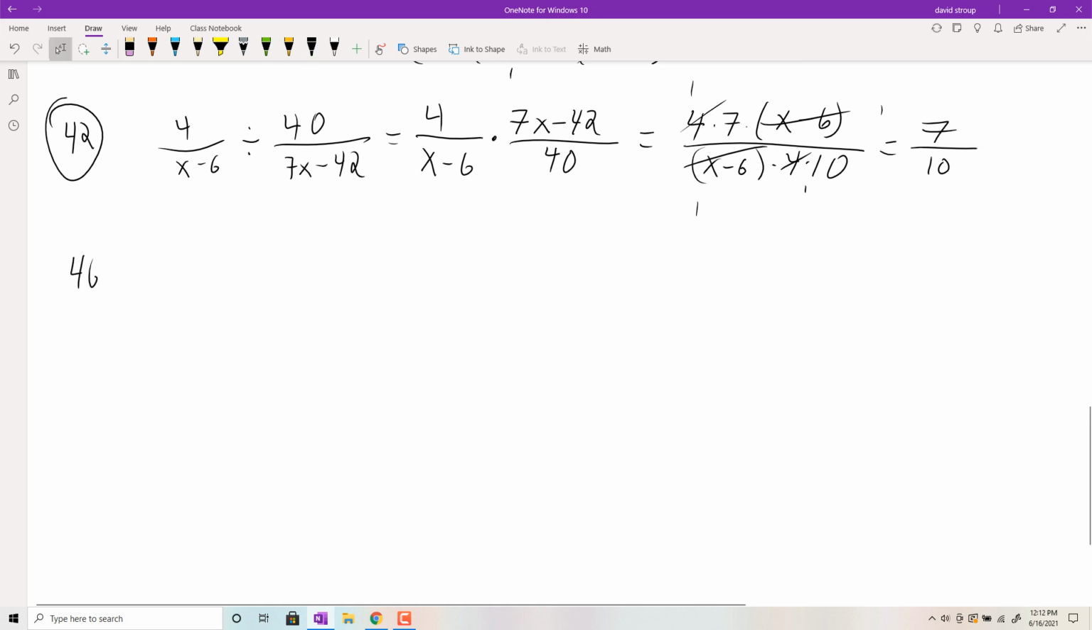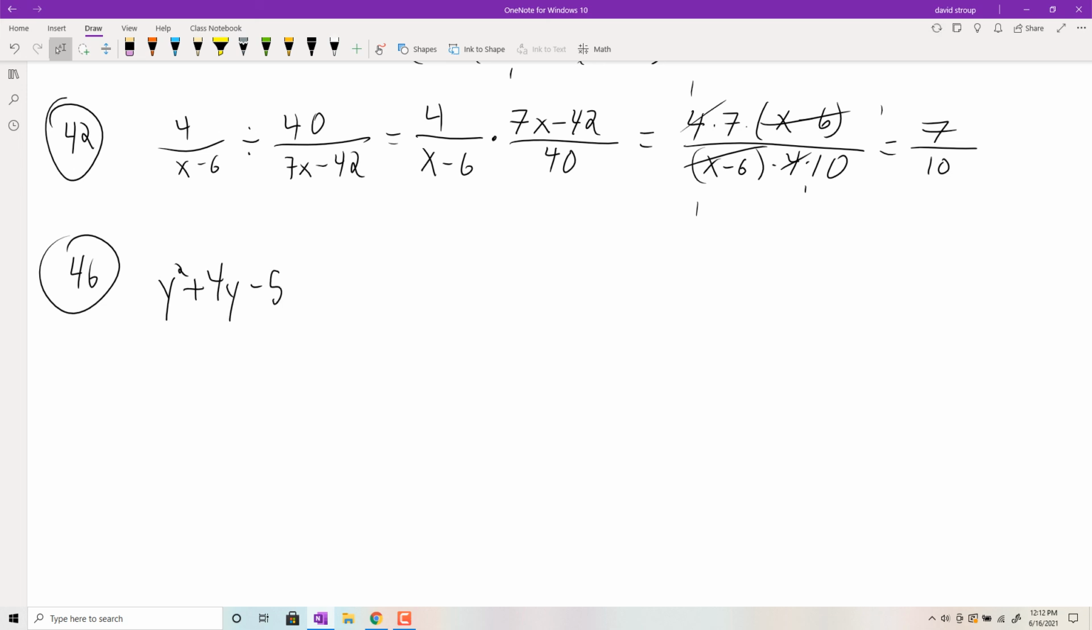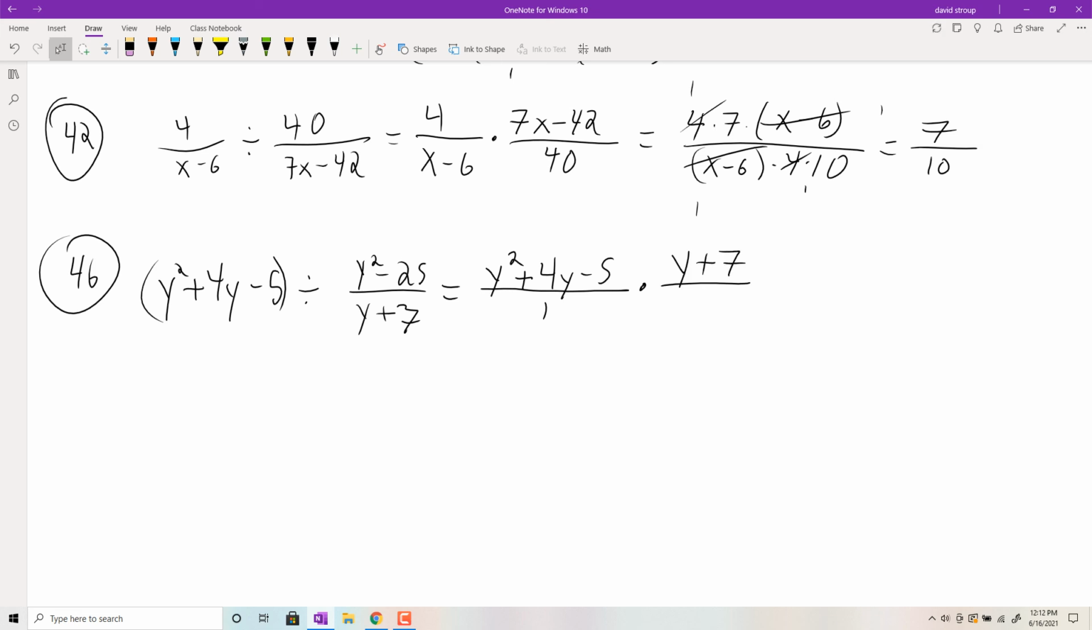Let's get 46. y squared plus 4y minus 5, this whole thing divided by y squared minus 25 all over y plus 7. So first I'm going to rewrite that first quadratic as a fraction. So y squared plus 4y minus 5 over 1, right? And then I'm going to change the division to a multiply and take the reciprocal of the second fraction. And you could start factoring as you go along, but I'm going to wait until now.